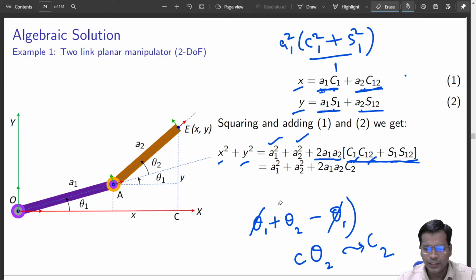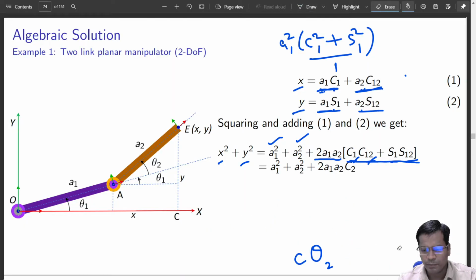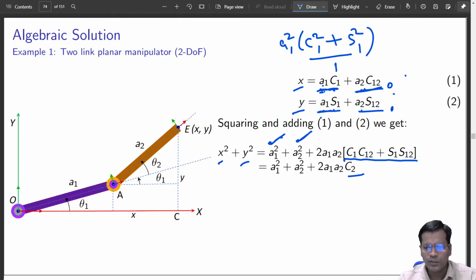Any query here? I think you have got it. If not, then you can come back. So this second term will take you to c2. Squaring and adding of these two gives you this, and finally you get something like this. So effectively what you get is this. Now I'll move ahead.